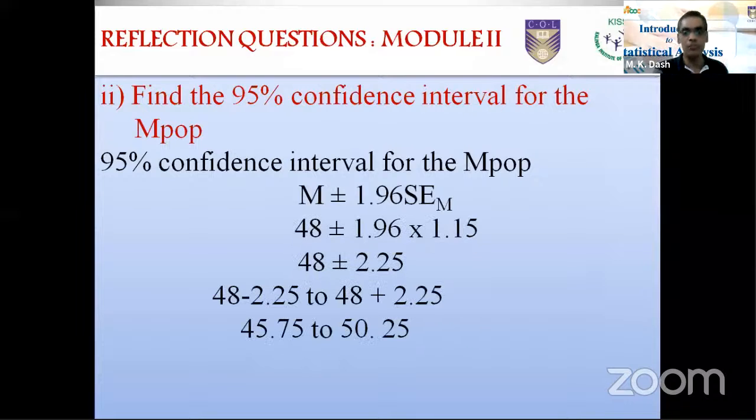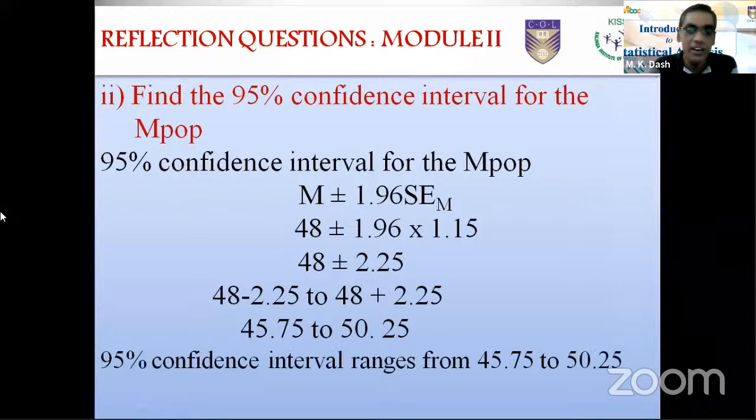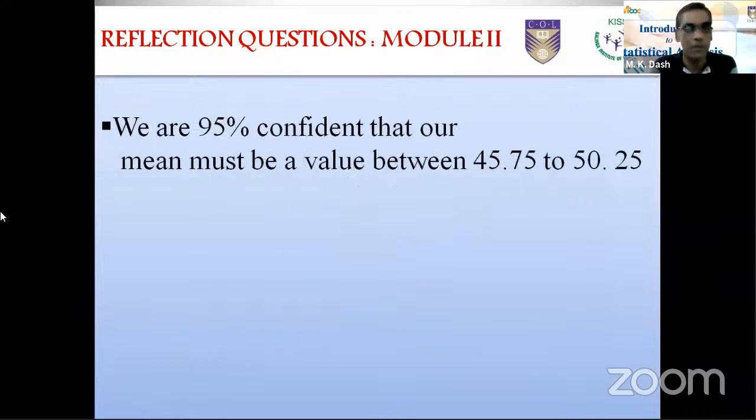So this is the answer. All other things remain the same, so the range will be changed. It is 45.75 to 50.25. So we are 95% confident that our sample mean will be within this range, or the sample mean will not miss the population mean by more than this margin. So this is the range at 95% confidence level.